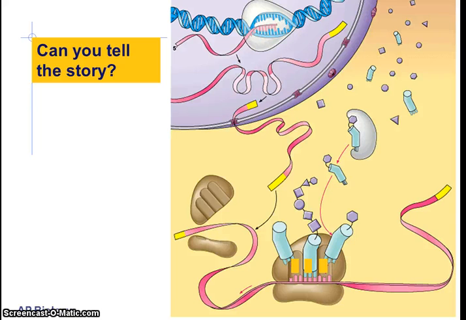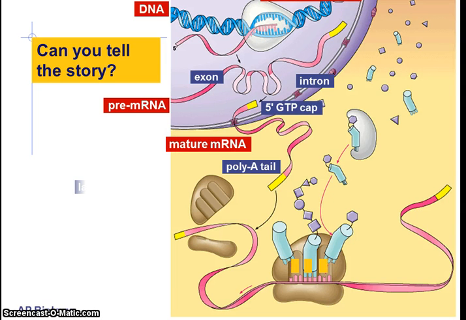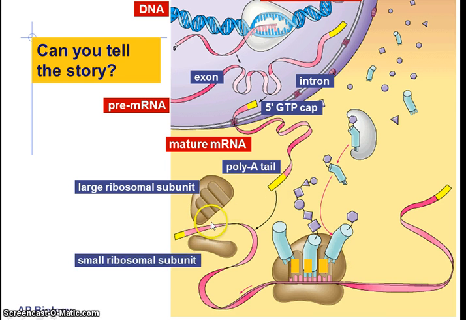So we have to do the whole thing. We have DNA. You can't really see it, but RNA polymerase gets the pre-mRNA, which has exons and introns, takes out those introns, adds a 5' cap and a poly A tail, and we get a mature mRNA that goes into the ribosome.